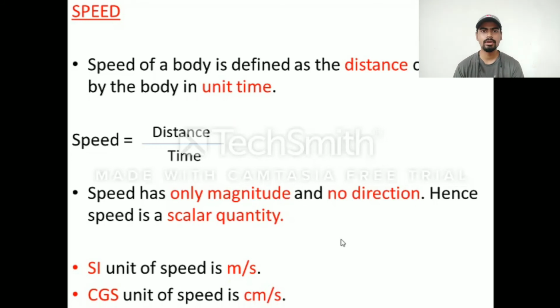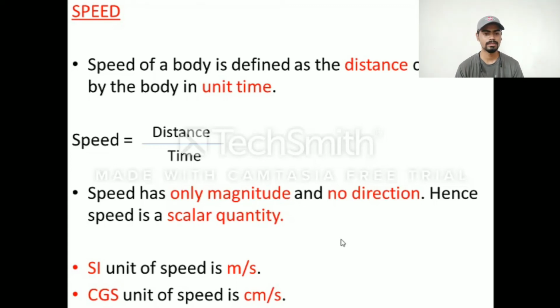The SI unit of speed is meter per second, and in the CGS system we measure speed in centimeter per second. That is the thing you need to remember, that the SI unit of speed is meter per second. That is the most common 1 mark question asked in the exam.